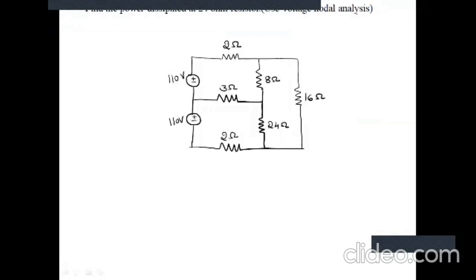Let me just mark the nodes as of now. Let me mark them as A, B, C, and the most important step here is identifying the reference node. So this particular node, let me consider it as the reference node. I'm labeling it as G. Now we have these three nodes.